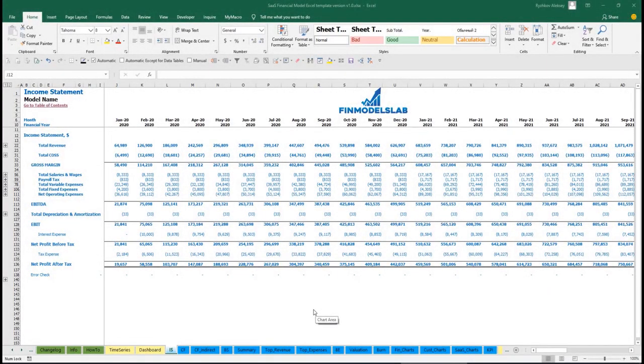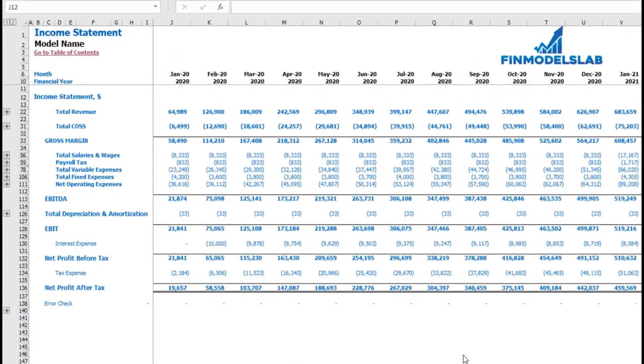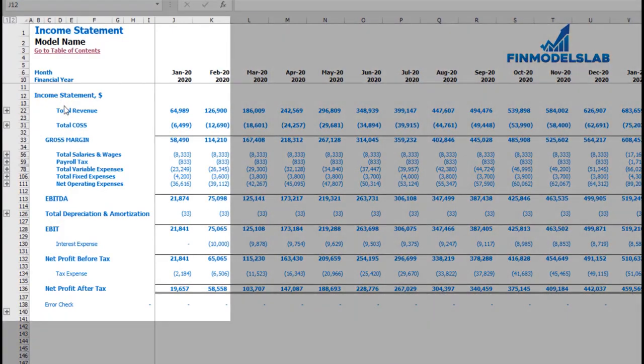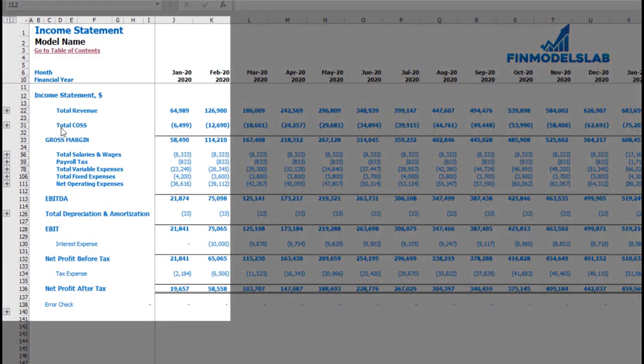On the Income Statement tab, you may see the main line items of your profit and loss, which is total revenue, total cost of services sold, gross margin, salaries and payroll taxes, variable expenses, fixed expenses, EBITDA, total depreciation and amortization, EBIT, interest expense, net profit before tax, tax expense, and as a result, net profit after tax.